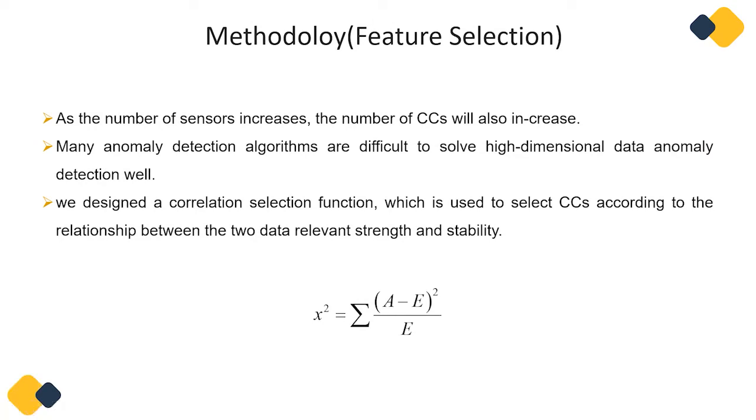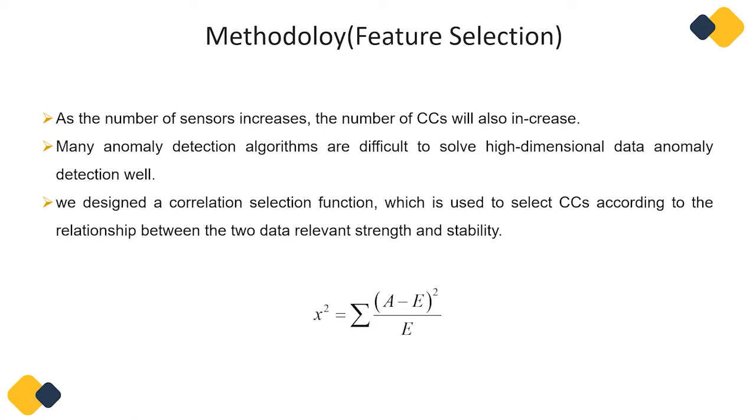The second step of the methodology, the feature selection. As the number of sensors increases, the number of correlation coefficients will also increase. Many anomaly detection algorithms find it difficult to handle high-dimensional data anomaly detection well.